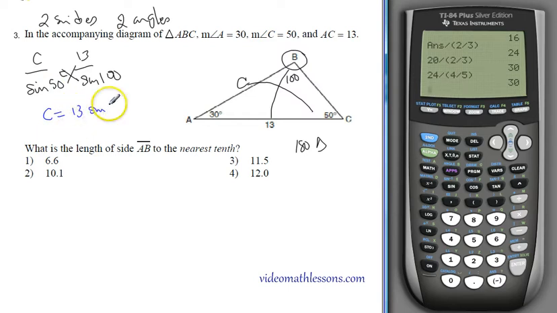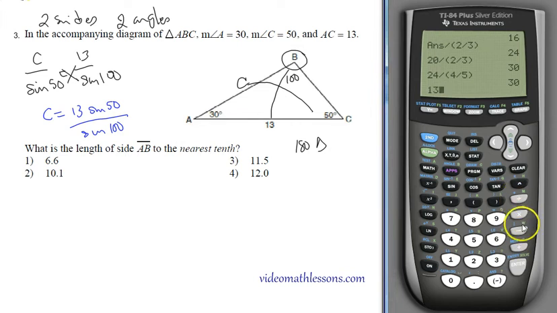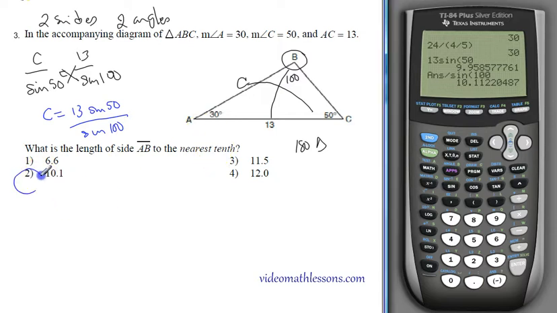13 sine 50 over sine 100. And this goes in the calculator. So let's punch that in. 13 sine 50, enter, divide by sine 100. And we hit enter. I get 10.1122, to the nearest tenth, 10.1.